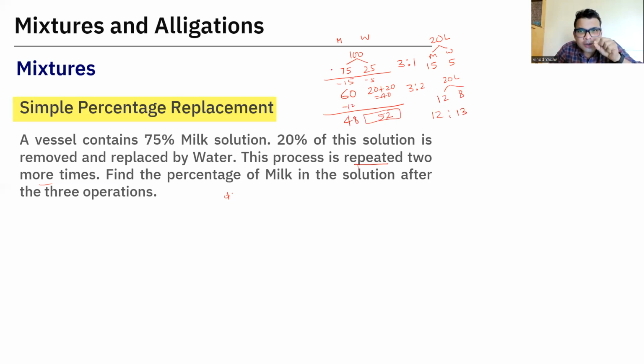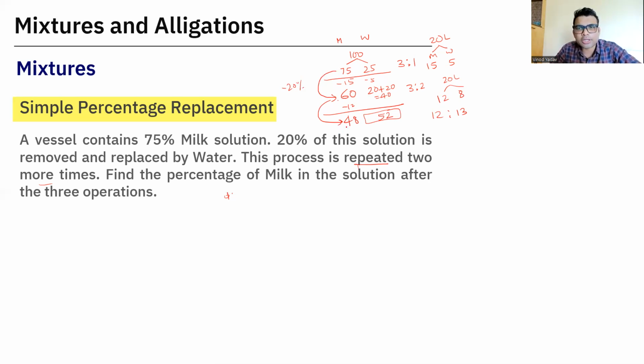Just focus on the milk, because milk is constantly reducing. From 75 it became 60. Did you see, this is a 20% reduction? That 15 is nothing but 20% of 75, 1/5 of 75, that is 20%. From 60 it became 48. It reduced by 12. Just verify once again: 12 is nothing but 20% of 60.